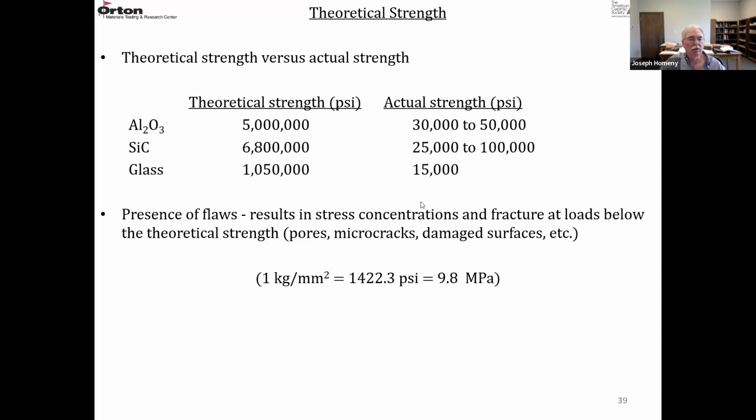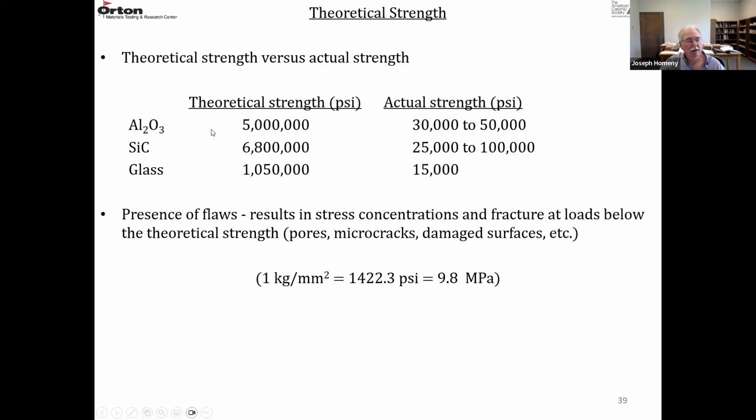So if you take that equation and you calculate the theoretical strength for some materials, and I have done that for alumina, silicon carbide, and glass, this is strength in PSI. Alumina is 5 million, silicon carbide is 6.8 million, and glass is a little over 1 million. So these are very high values.